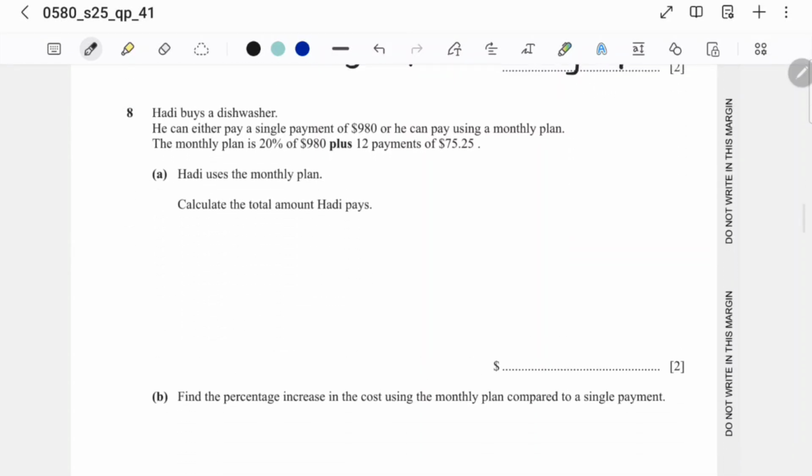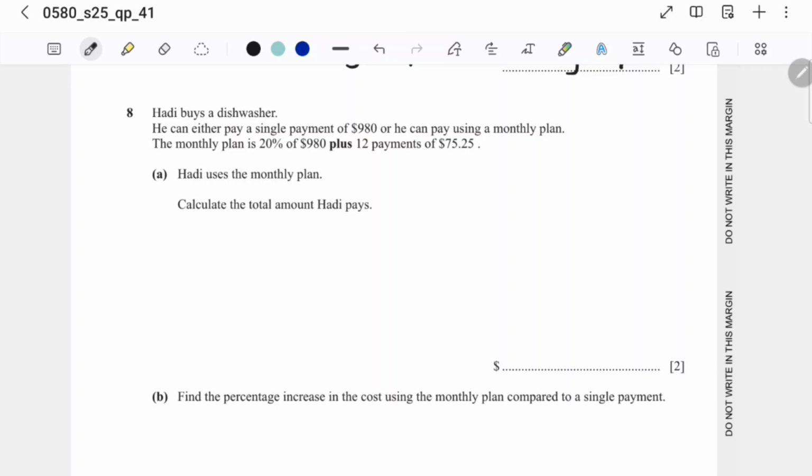Question number 8, Hadi buys a dishwasher. He can either buy with a single payment of $980 or can buy using a monthly plan. The monthly plan is 20% of the 980 plus 12 payments of 75.25. Hadi uses a monthly plan. Okay, so it means we are going to find out what is the total cost for the monthly plan.